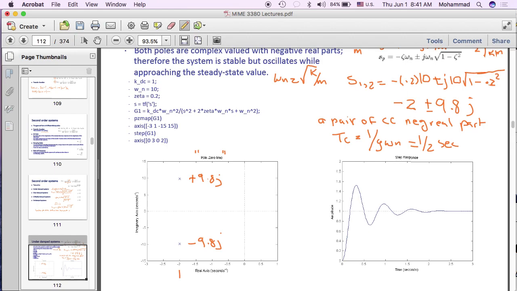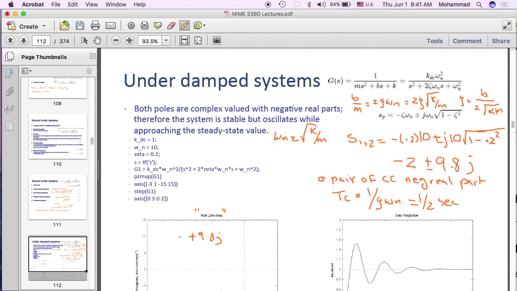This system, does it have a zero? This transfer function. Zeros are what? Zeros are values of s that will make the numerator go to 0. Does it have any zeros? Any value of s that will make the numerator go to 0? Look at the transfer function. Do you see any s in the numerator? So there is no value of s that will make the numerator go to 0, which means this system has no zeros, but it has two poles.